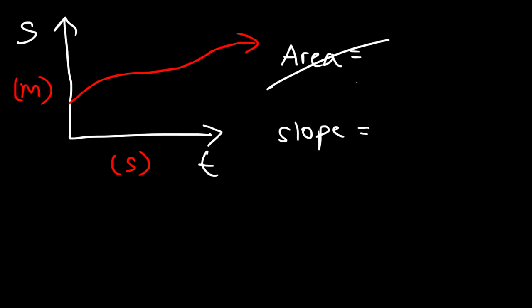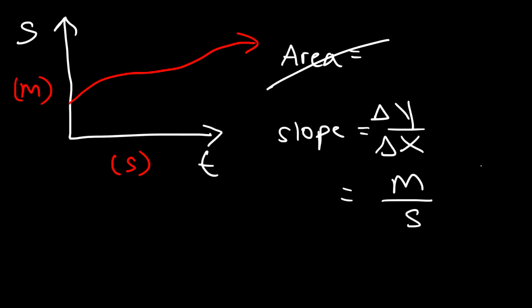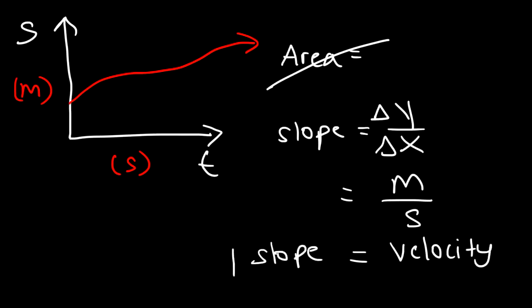Now, what about the slope? The slope is basically y divided by x, the change in y over change in x. So we're taking the unit for the y values, which is meters, and dividing it by seconds. Notice that this is the unit for velocity. So therefore, the slope of a position time graph is equal to the instantaneous velocity.